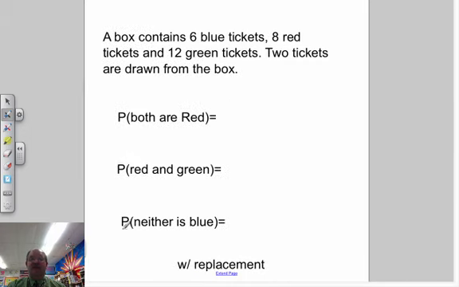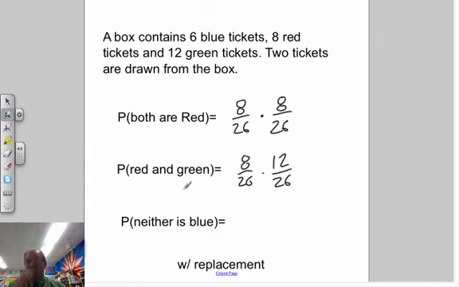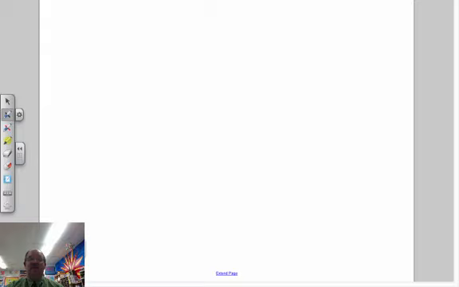Okay? If we do the same problems with replacement, it means that we draw a red ticket out and we put the red ticket back in, we shake them around and we try again. Well, the probability that the first one is red is 8 out of 26. The probability that the second one's red is still 8 out of 26 because we took that red ticket and put it back in the box. Okay, see how that would work with the rest of these? The probability of red and green, so we'd have an 8 out of 26 on the red, and a 12 out of 26 on the green because we're just putting our tickets back in the box. So that's the difference between with replacement and without replacement. We want to be able to keep that squared away.